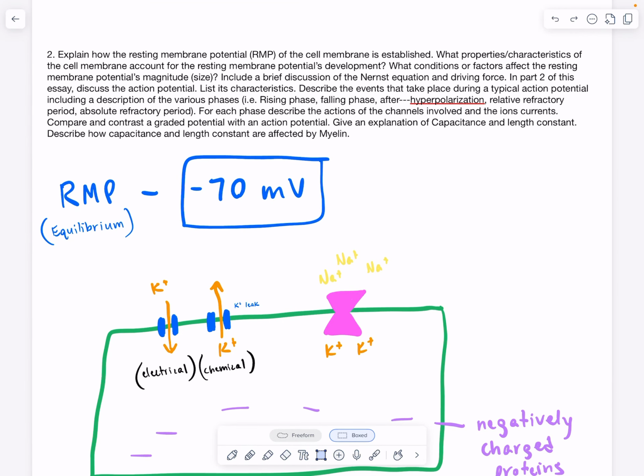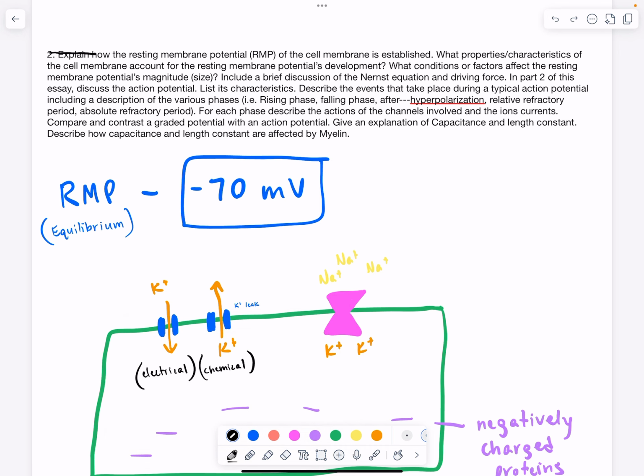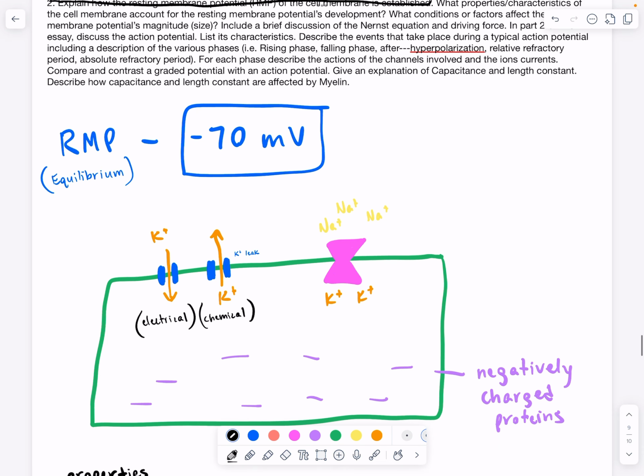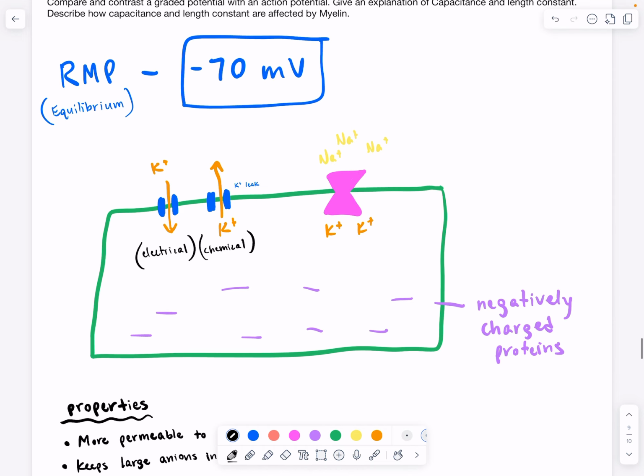Okay, so to start this explanation, we will start with explaining how the resting membrane potential is established. The resting membrane potential is typically negative 70 millivolts. We'll explain how it gets that negative number. It's established by a few factors.